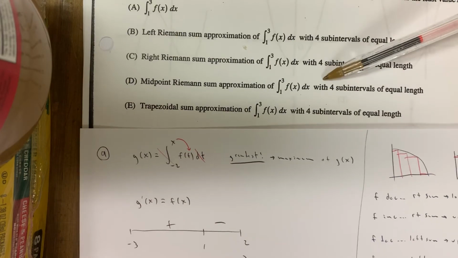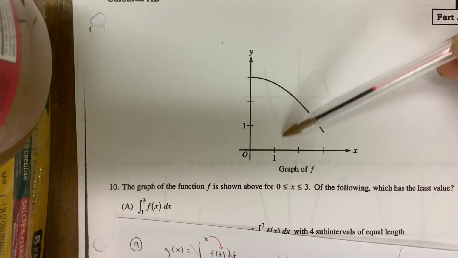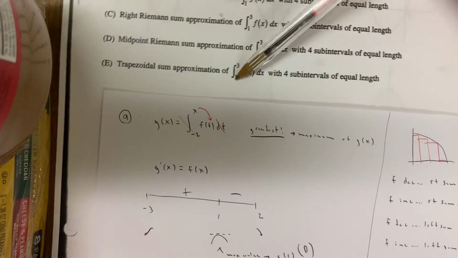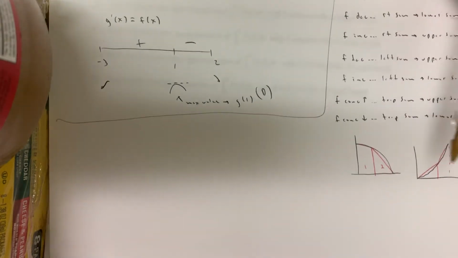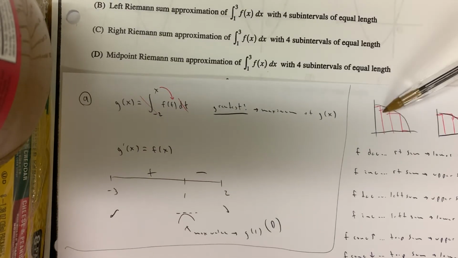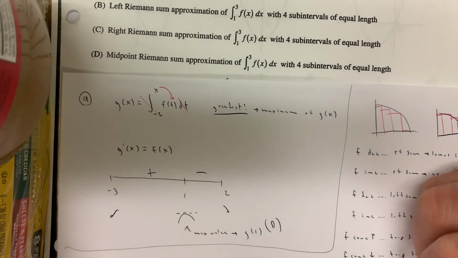Part D, a midpoint sum, it's always inconclusive. You can't tell by actually squaring this off and using the midpoint of each rectangle whether it's an upper sum or a lower sum. The trapezoidal sum, we know this is concave down. We know it will under approximate it, but it's not going to under approximate it as much as the right sum. Okay, so which one has the least value? That's going to be C.